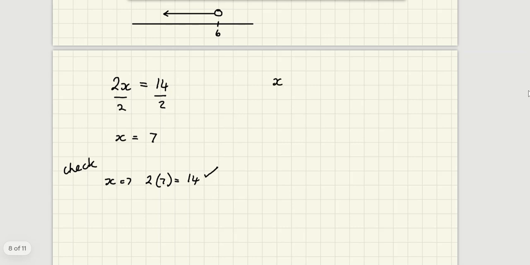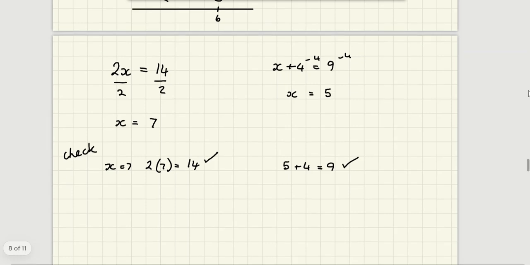If I have x plus 4 equals 9, what do we do? Well, we subtract 4 and we say x equals 5. If I do my check, I say 5 plus 4 equals 9. It does. I'm happy. Okay?